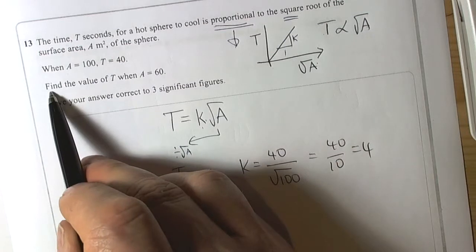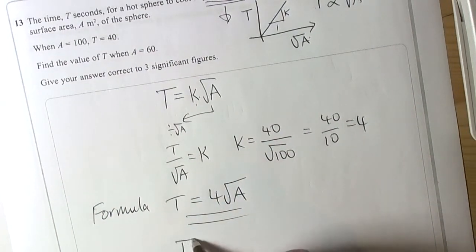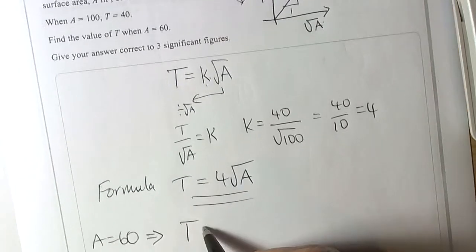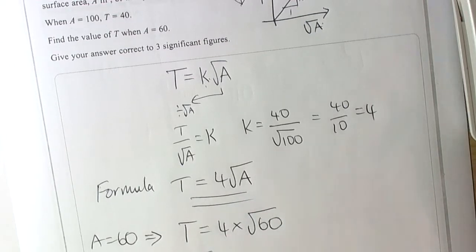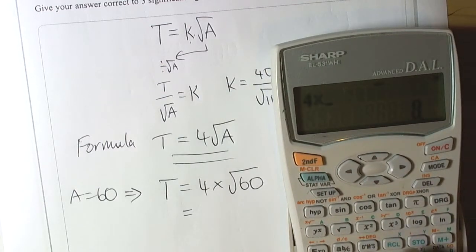The question asks us then to find the value of t when A is 60. So basically A equals 60. So this is telling me that t is equal to 4 times the root of 60. So on our calculator we're going to do 4 times the root of 60.